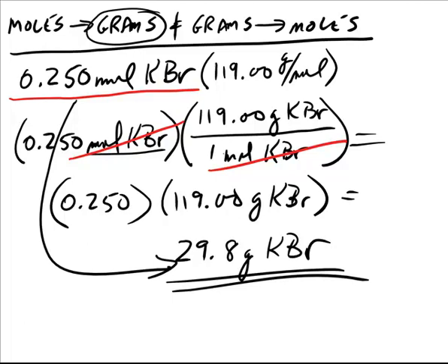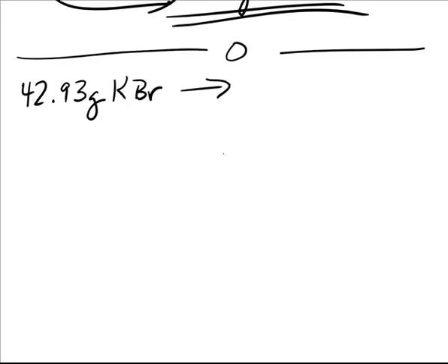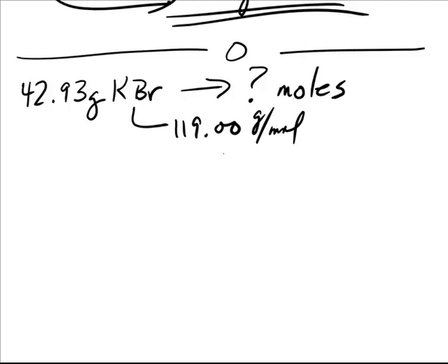Then we still have this second part of our video to do, which is converting grams into moles, and I have a different problem for us to do there. So let's also use KBr, but let's start with that I have 42.93 grams of KBr, and I want to know how many moles of KBr I have. And again, our molar mass of KBr is 119.00 grams per mole. So how am I going to attack this problem?